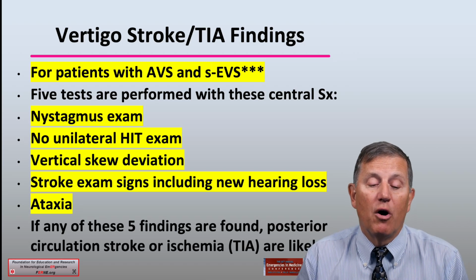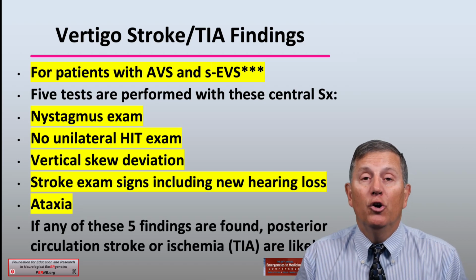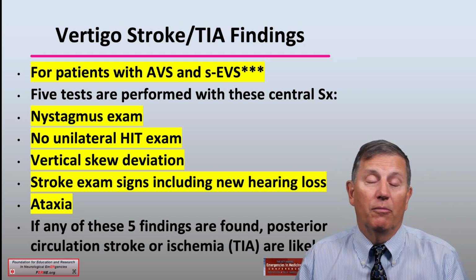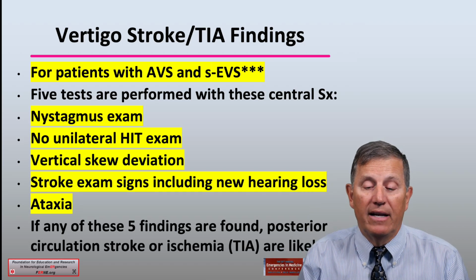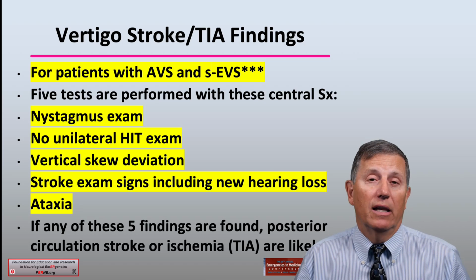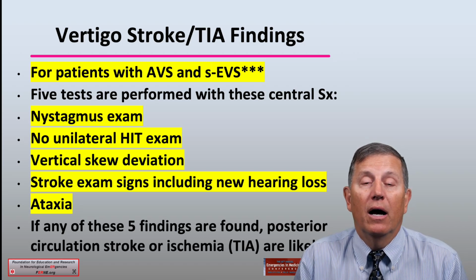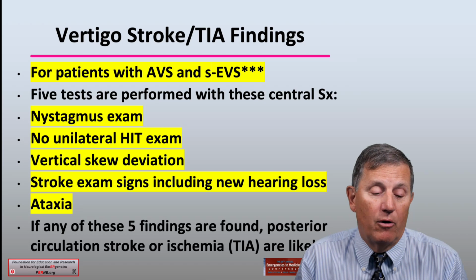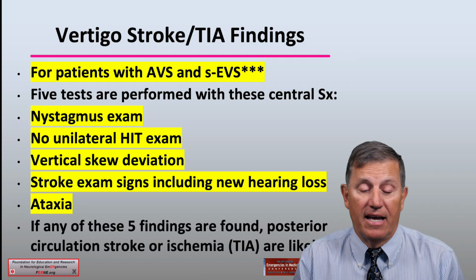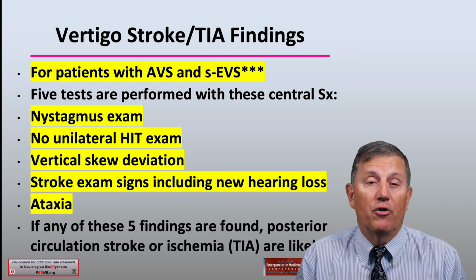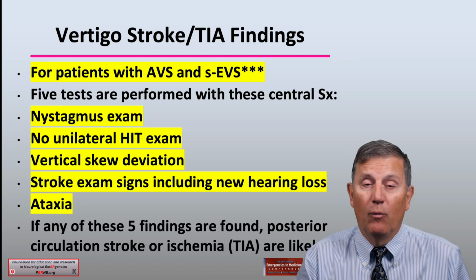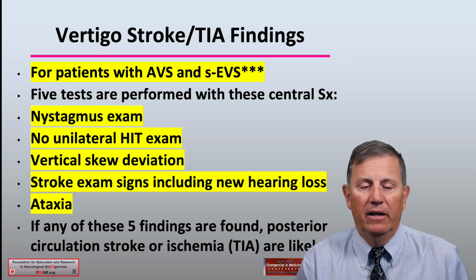Then we will check for stroke exam findings, including new hearing loss, which can be assessed by rubbing the fingers by the ear to determine whether each ear has hearing that is adequate. And lastly, we'll check for ataxia, whether that's truncal ataxia and/or ataxic gait or cerebellar ataxia. So if any of these 5 findings suggest a central etiology, then a posterior circulation stroke or ischemia are possible and/or likely. And we're going to talk more about these specifically in a moment.